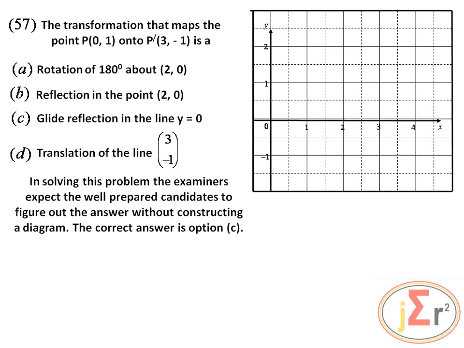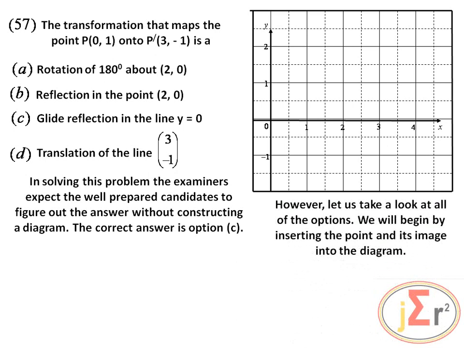But let us examine the options that we have. However, let us take a look at all of the options. We will begin by inserting the point and its image into the diagram. So let us put those into the diagram like we have them right there, no problem. So we have the point P(0, 1) and we have its image P prime (3, -1).